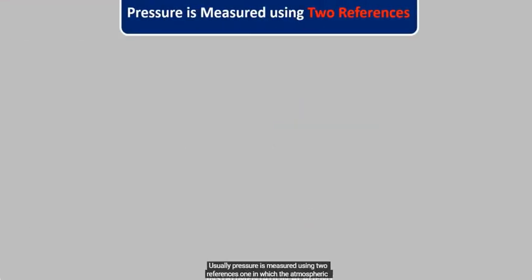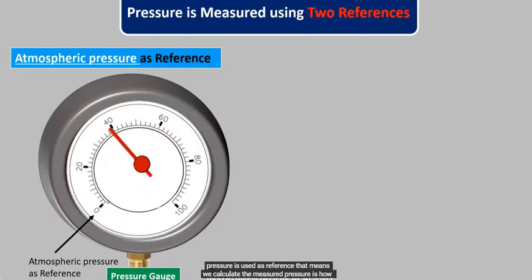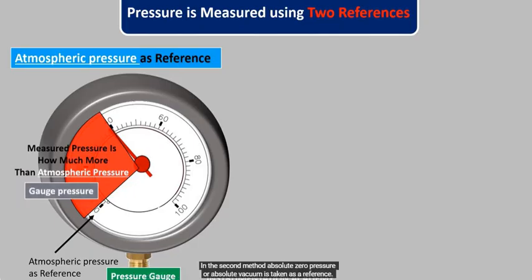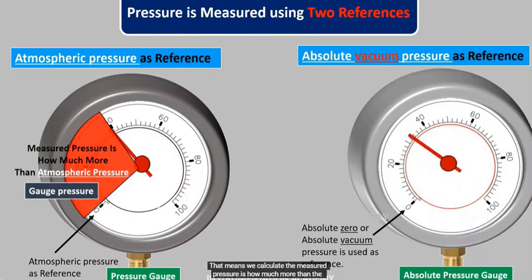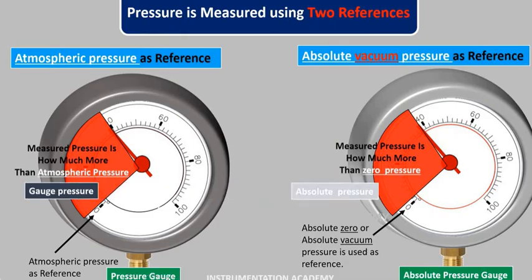Usually, pressure is measured using two references. One in which the atmospheric pressure is used as reference. That means we calculate the measured pressure is how much more than the atmospheric pressure, and this pressure is known as gauge pressure. In the second method, absolute zero pressure or absolute vacuum is taken as the reference. That means we calculate the measured pressure is how much more than the absolute zero pressure or absolute vacuum, and this pressure is known as absolute pressure.